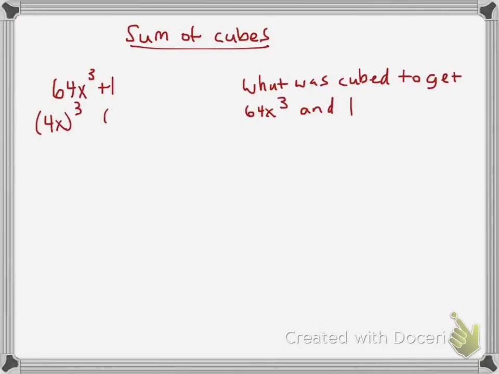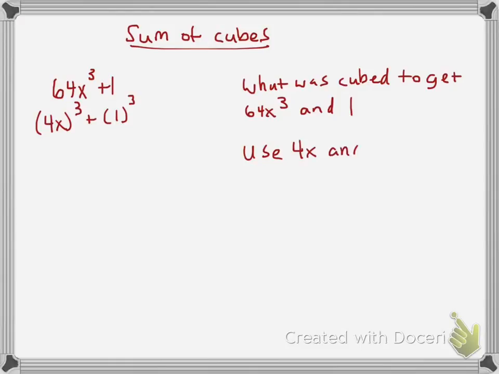And to get to the 64x to the third, you cubed a 4 and the x. So that's my first term, 4x. Cube that, you get 64x to the third. And then what did I cube to get 1? Well, I cubed 1. All right, so those are the two things. So we needed to identify that. I got a 4x and I got a 1.